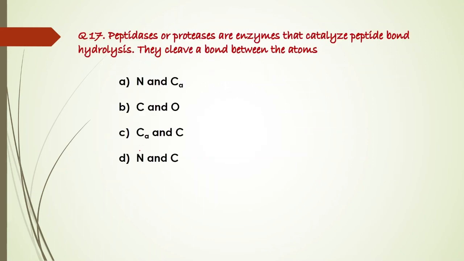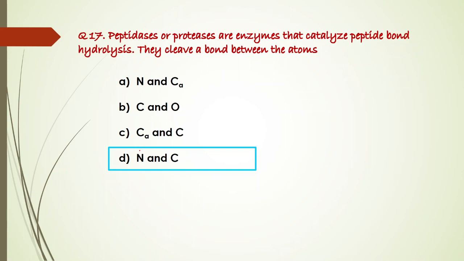This is again a very easy question. It states peptidases or proteases are enzymes that catalyze peptide bond hydrolysis. They cleave a bond between which of the atoms? This is a very easy question because from the name you can understand peptidases break the peptide bond. That's how enzymes are named generally. In their name you can very easily understand what their role is. So peptidases have one role: break the peptide bonds.